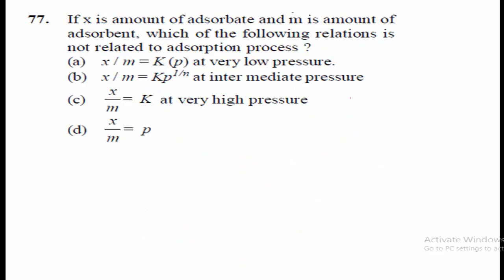77th. If x is the amount of adsorbate and m is the amount of adsorbent, which of the following relations is not related to the adsorption process? Option A, x by m is equal to k into p at very low pressure. This is the correct one. x by m equals k p raised to 1 by n. This is also correct. x by m is equal to k, that is also right. x by m is equal to p, this is wrong. Therefore, option D is the correct one, because it is not related to the adsorption process, and hence option D is the right one.